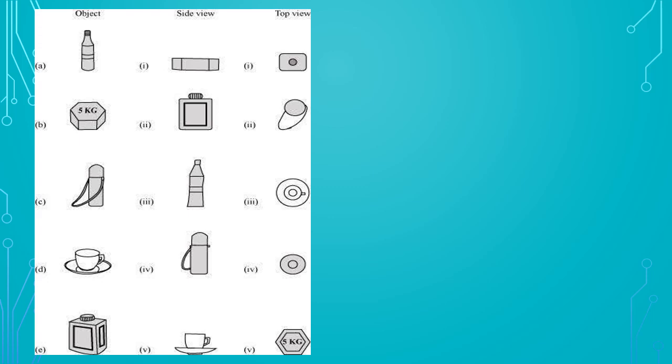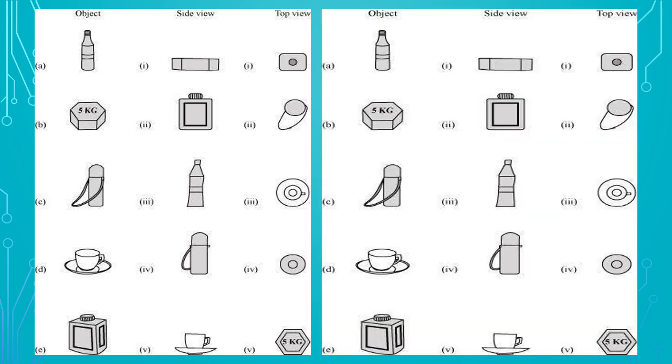For example, the first object is a bottle. Look at its side view that's given in the second column and its top view which is given in the third column. Now try to find the side view and top view of 5 kg weight, thermos flask, cup and saucer and perfume bottle. Try to find.